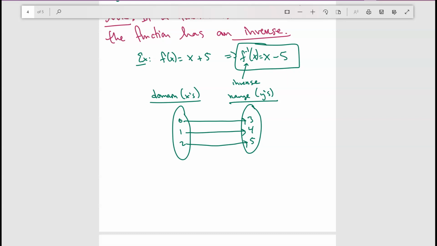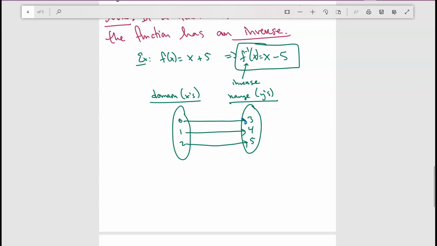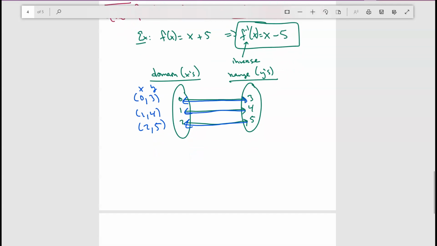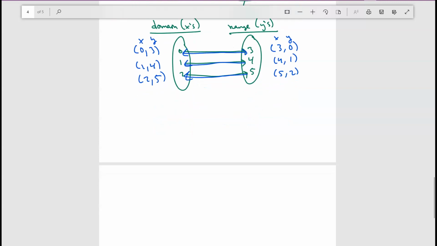Now, since this is one-to-one, because only one y value corresponds with one element in the x region, that means I can easily go back. If I click on 3, I'm going to go back to 0. 4, I'm going to go back to 1. 5, I'm going to go back to 2. So if I were to look at this as coordinates, this will be (0, 3), because x is 0, y is 3, then (1, 4), and (2, 5). Because these are all my x's and here are all my y's. Now, if I was looking at it on the other side, now this one is flipped: (3, 0), (4, 1), (5, 2). So now these are my x's and these are my y's, because everything is now flipped. Okay? So my question here is, how do we find an inverse?